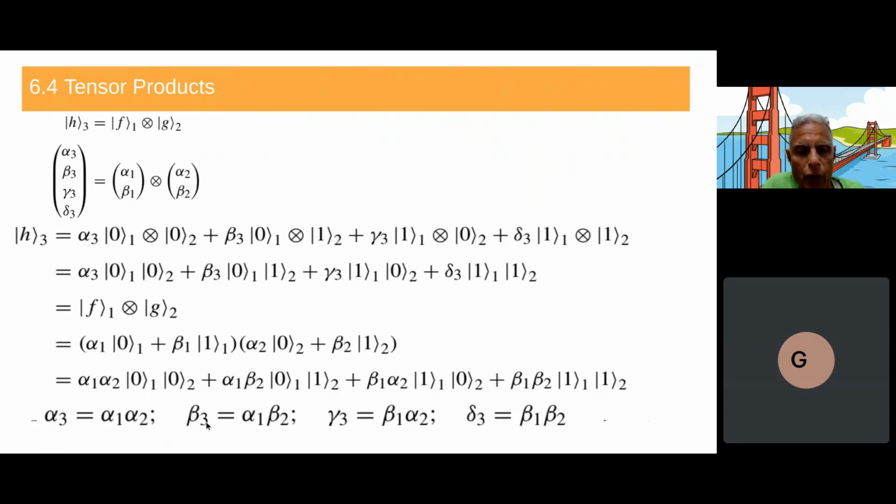Alpha 3 is alpha 1, alpha 2, beta 3 is alpha 1, beta 2, gamma 3 is beta. So same thing, 0 0 0 1. Some people are very comfortable with 0 0 0 1 1 0 1 1. Some people are comfortable with alpha beta, whichever way you choose. But tensor products are nothing but combination of the products of the components. And in this case, the components are alpha 1, beta 1.